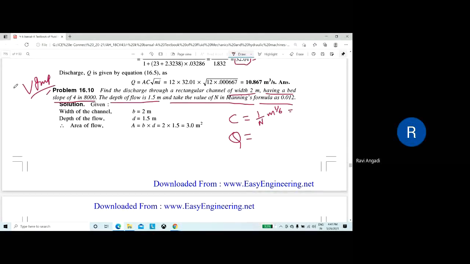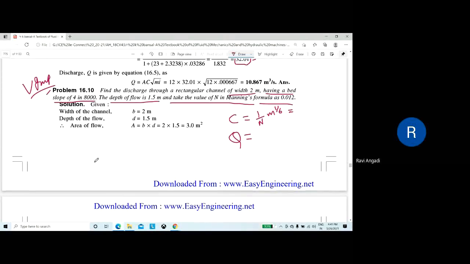And this is there for your syllabus. They will be asking Manning's equation many times. So the Manning's n is given here 0.012 and calculate the value of C and Q. And you tell me the answer, I'll write here the answer. Then we'll cross verify. Note it on this problem.